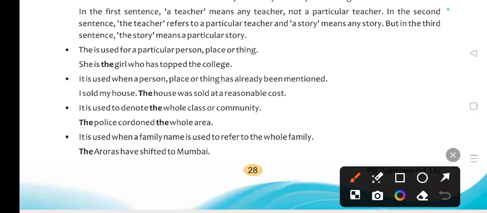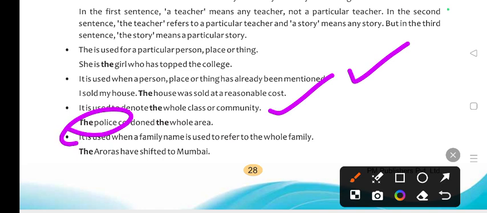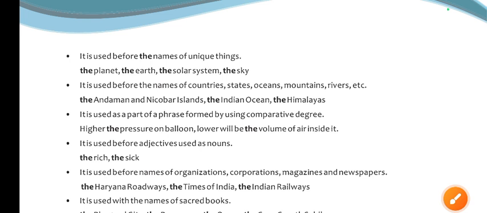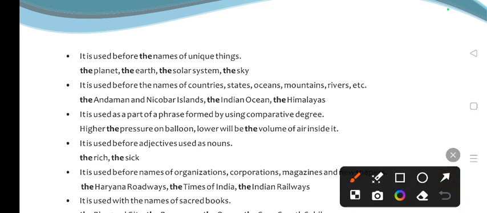All right, so here are some rules which you are supposed to follow. It is used when a person, place or thing has already been mentioned. It is used to denote the whole class or community. For example, the police. So here we are communicating the whole police. And it is used when a family name refers to the whole family, like the Aroras, the Kapoors. Now it is used before the names of unique things like the earth, the solar system, the sky. Basically, we do not use "the" before planets, but earth is the planet, and before that we use the.